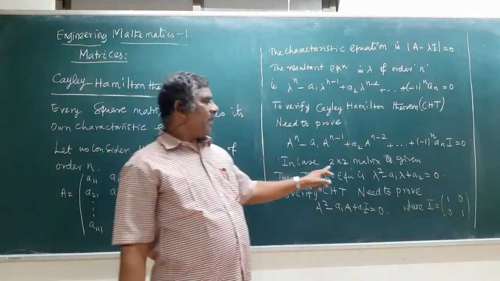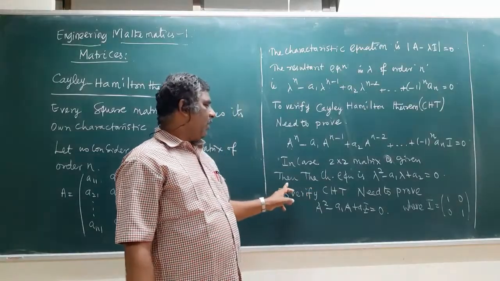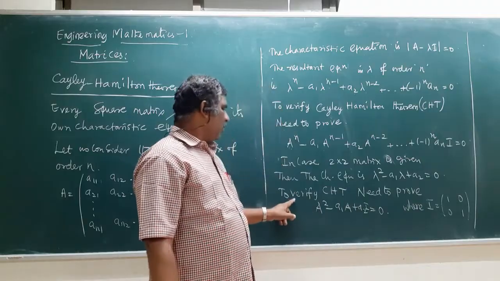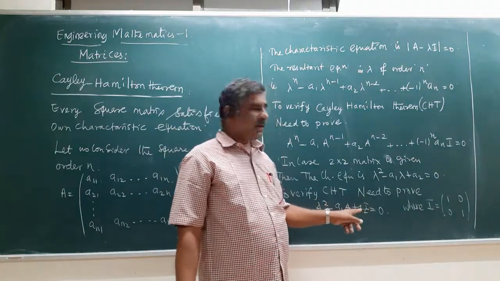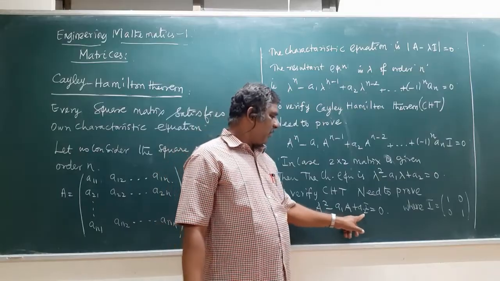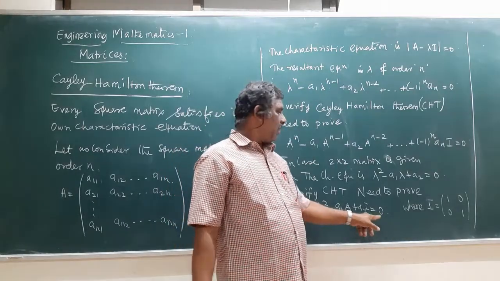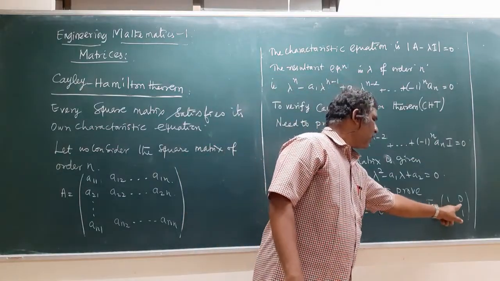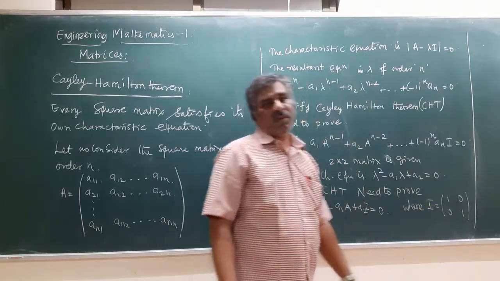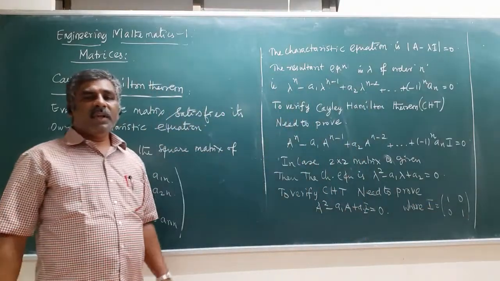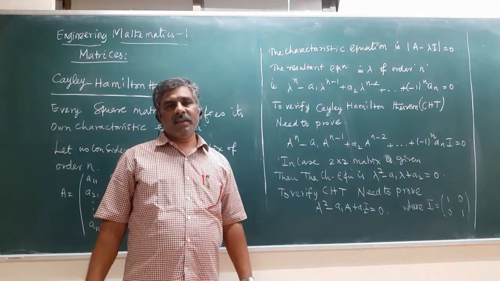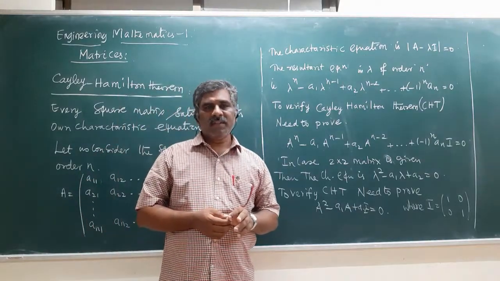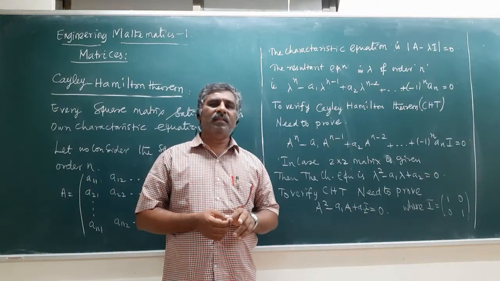In case a 2 by 2 matrix is given, the characteristic equation is lambda square minus a1 lambda plus a2 equal to 0. To verify the Cayley-Hamilton theorem, we need to prove that A square minus a1 A plus a2 I equal to 0. Here the given matrix is a 2 by 2 matrix, therefore the identity matrix I is 1, 0, 0, 1. Similarly, we can extend the concept to a 3 by 3 matrix. In the next class, we are going to discuss a few problems on the Cayley-Hamilton theorem. Thank you.